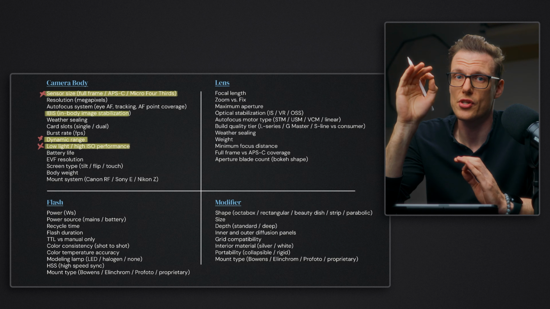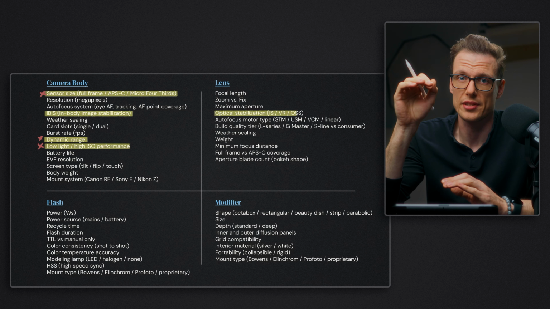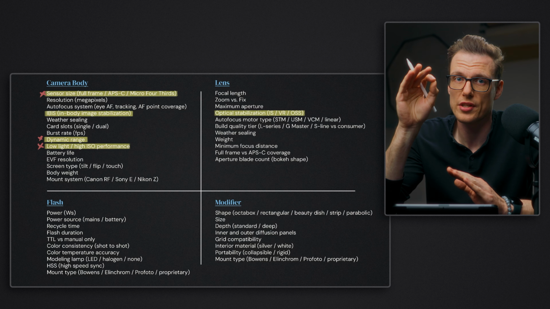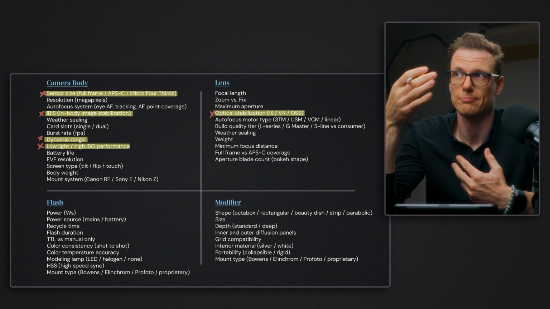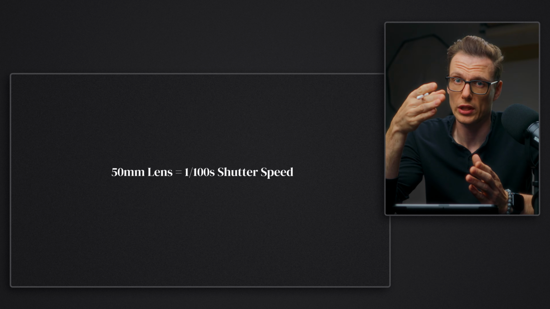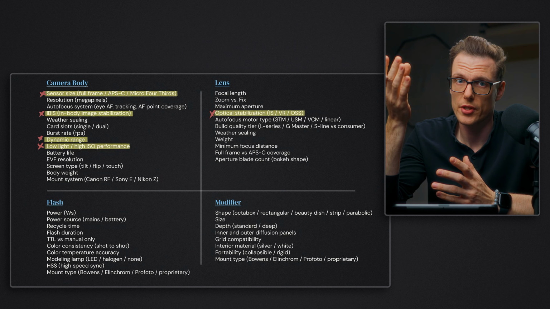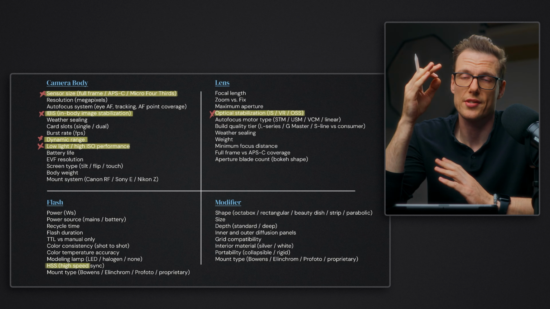Now, in-body image stabilization and optical stabilization in the lens only make a difference if you shoot at longer exposures handheld, which in portrait work, you don't. You either set your shutter speed at a minimum of double the focal length, or you use flash, which freezes the motion even at longer exposures. As far as flash features go, the only one that matters here is HSS.